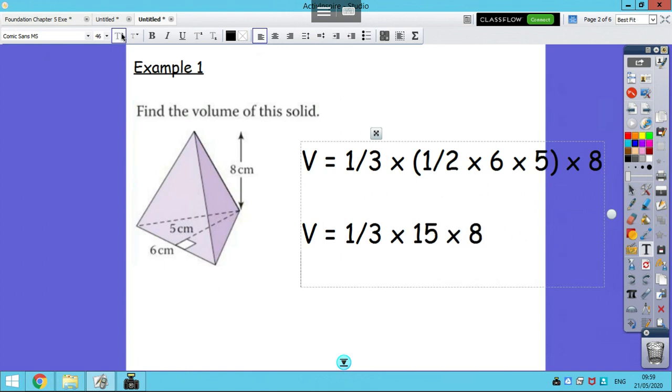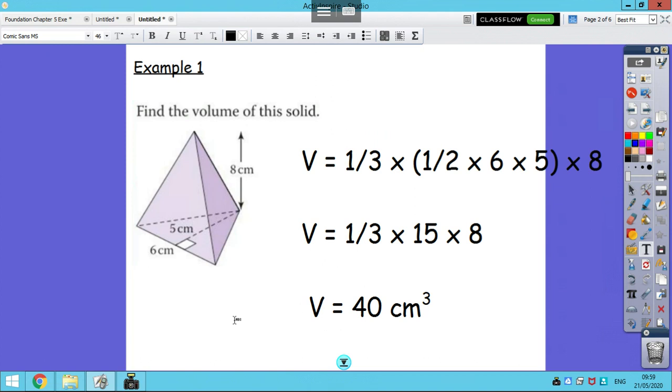Now a third of 15 works out so nicely because it's 5. We end up with 5 times 8. So volume equals 5 times 8, which is 40 centimetres cubed, and she gets the cubed right this time. So it's a third of the base area multiplied by the vertical height.